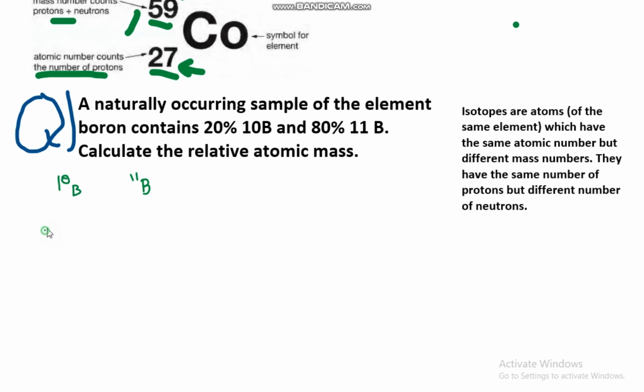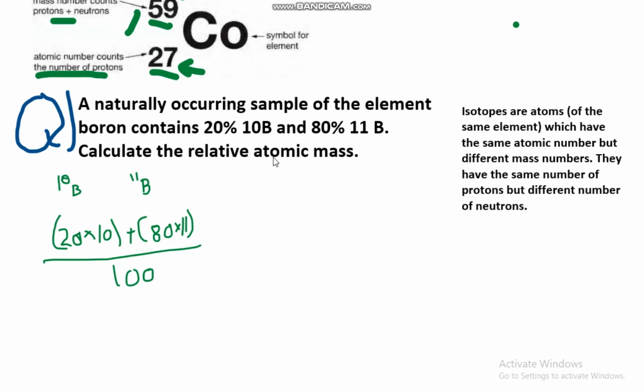So 20% is multiplied by 10, bracket, plus 80 into 11, over 100. So we have done this.